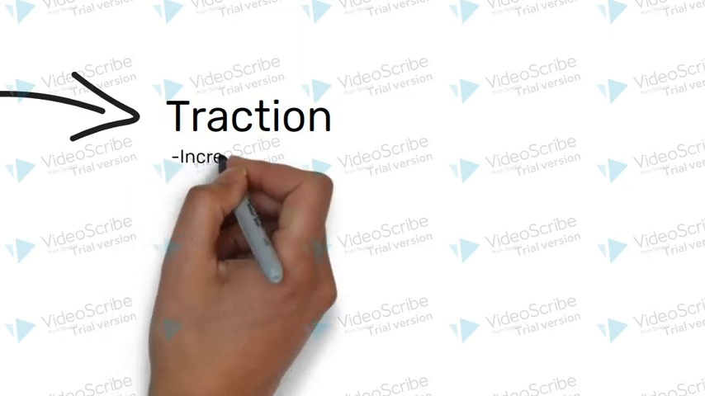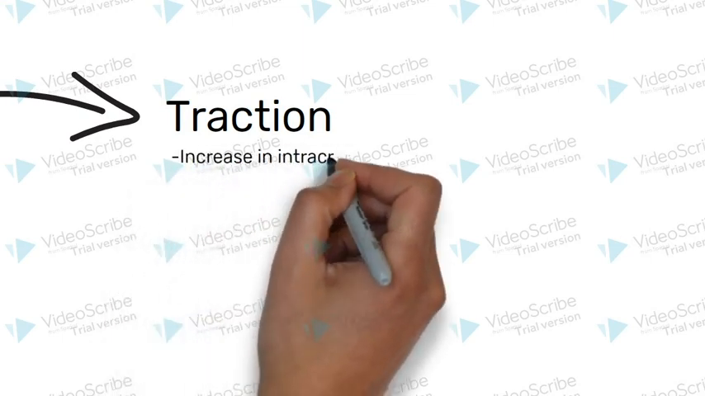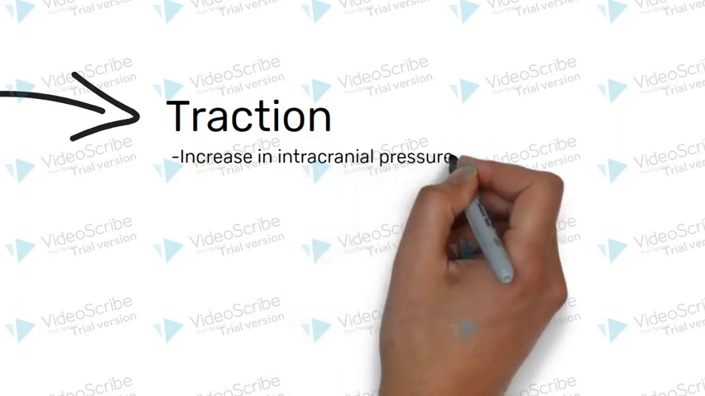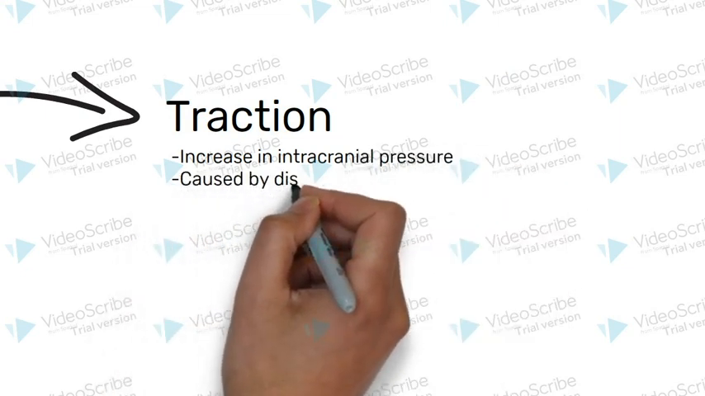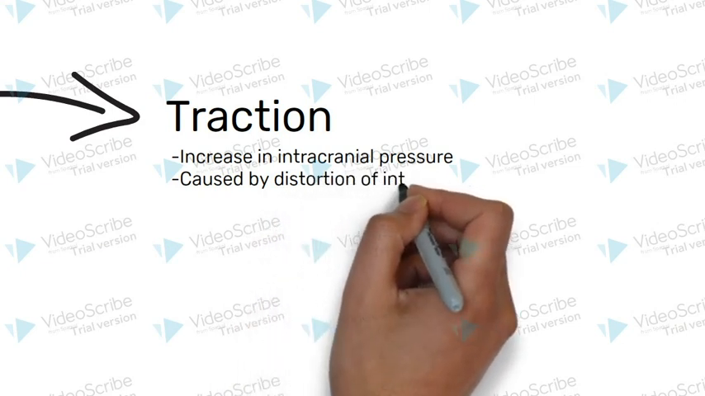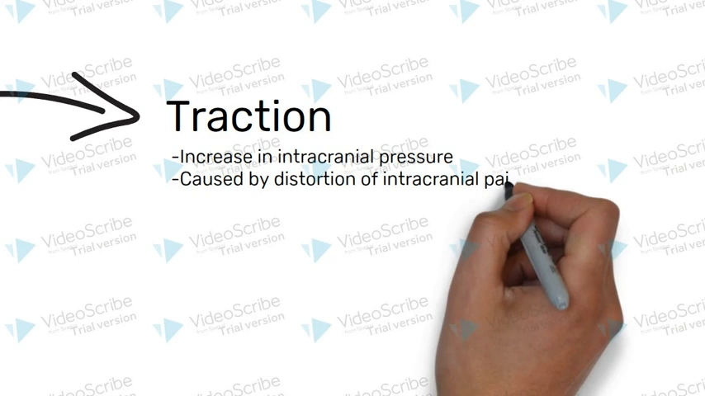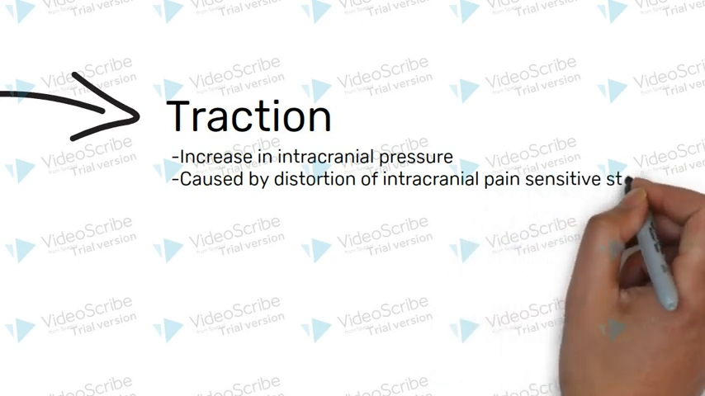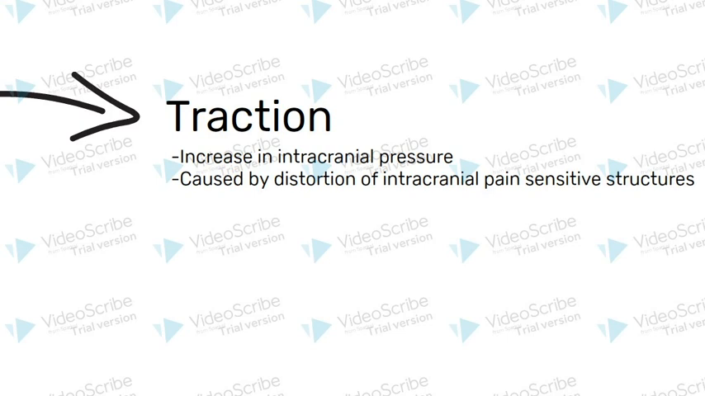So next we have traction. This is mainly due to the increase in intracranial pressure resulting in traction of pain-sensitive areas. There are a variety of organic diseases of the head that can cause traction headache. Traction headaches are caused by the distortion of intracranial pain-sensitive structures. This type of headache may be caused by intracranial bleeding or tumors, brain infections, obstruction of flow of cerebrospinal fluid, and low pressure of the fluid due to leakage after lumbar puncture.